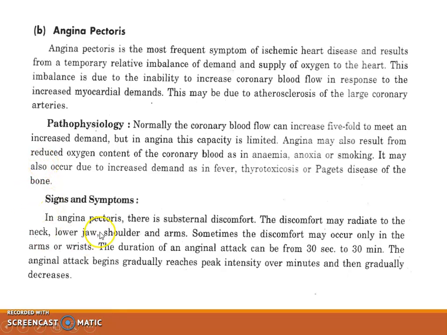Then signs and symptoms of angina. In angina pectoris, there is substernal discomfort, and the discomfort may radiate to the neck, lower jaw, shoulder and arm. Sometimes the discomfort may occur only in the arms or wrist. The duration of an angina attack can be from 30 seconds up to 30 minutes. An anginal attack begins gradually and reaches peak intensity over minutes, then gradually decreases.